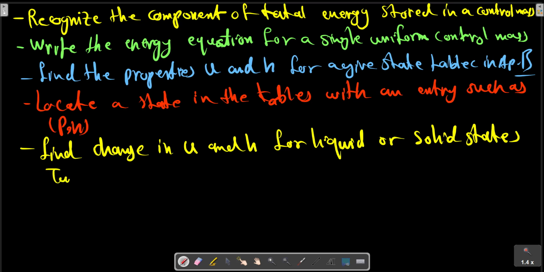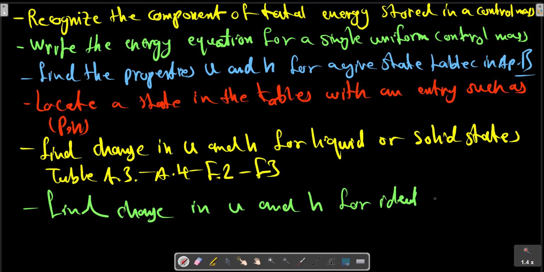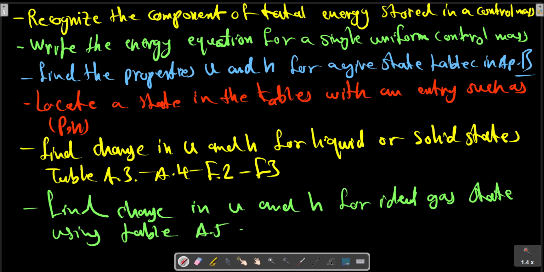Using tables A3, A4 or F2 and F3, find change in the U and H for ideal gas states, using table A5 and F4.